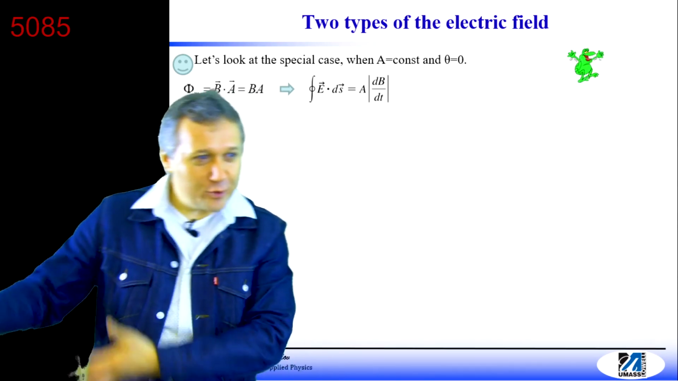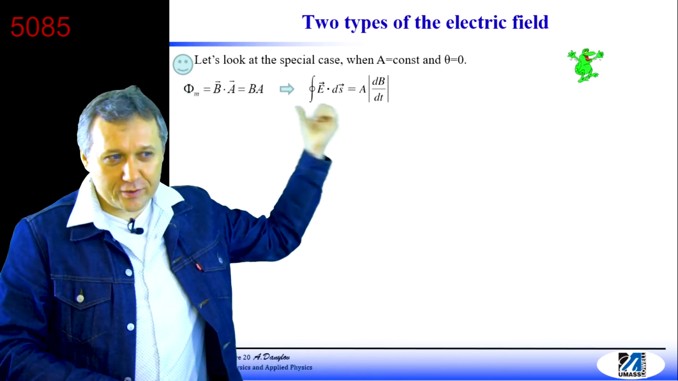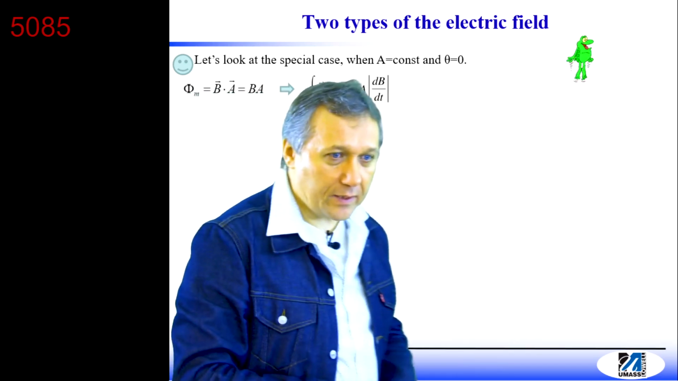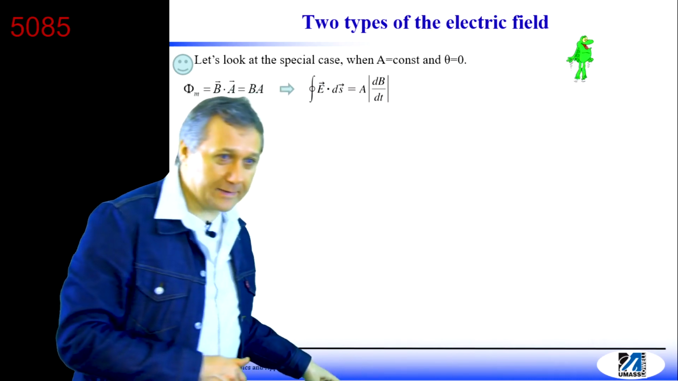One field can be produced from the other one, right? Of course, a changing in time magnetic field produces electric field. It's something really tremendous, something great. And that's why these guys keep jumping, and they will keep jumping until I move to the next slide, right?